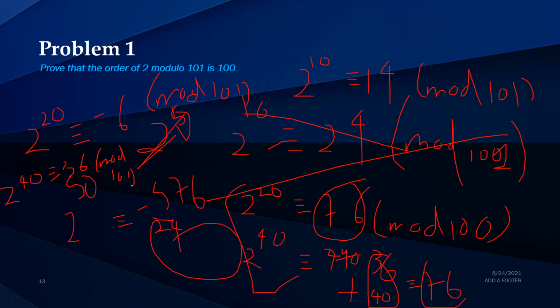2 raised to 10 is 14. So 36 times 14. Now we'll evaluate mod 101: 504, which is congruent to minus 1 mod 101, since 505 is divisible by 101. And thus 2 raised to 50 is congruent to minus 1 mod 101, so 100 is the least order.